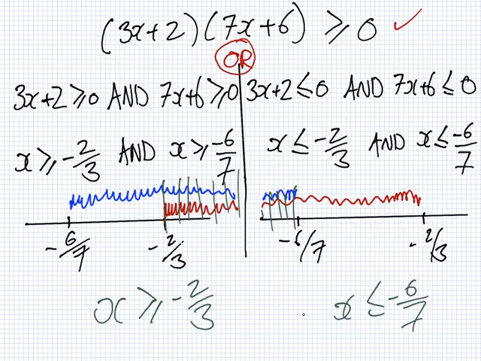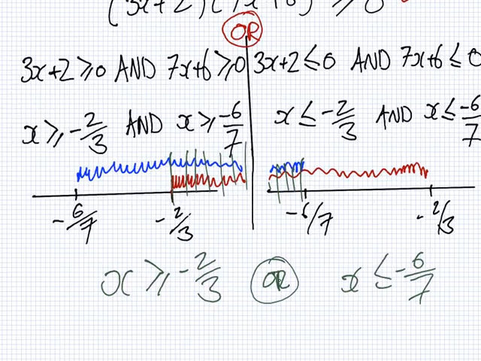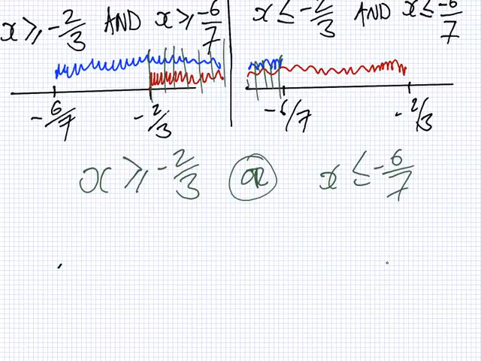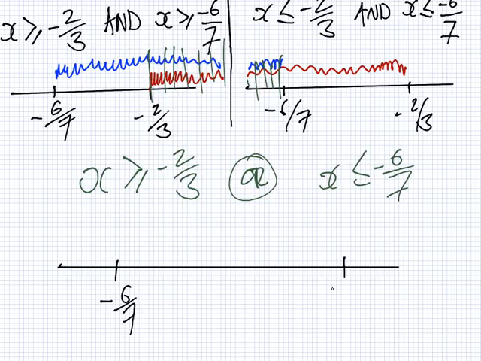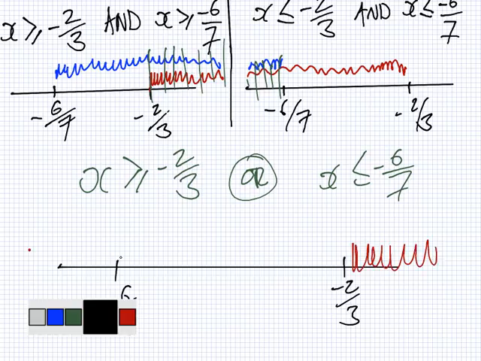Now what combines these answers? An "or." So we have x is bigger than or equal to minus 2 over 3 or x is smaller than or equal to minus 6 over 7. So let me put that now on the number line. Minus 6 over 7, minus 2 over 3. So the first one is this one. This one. And then this one here.